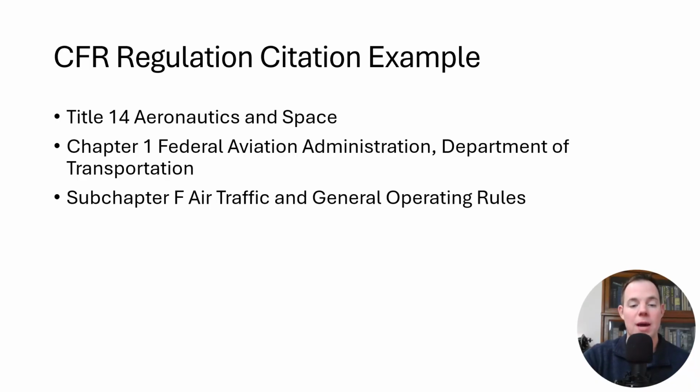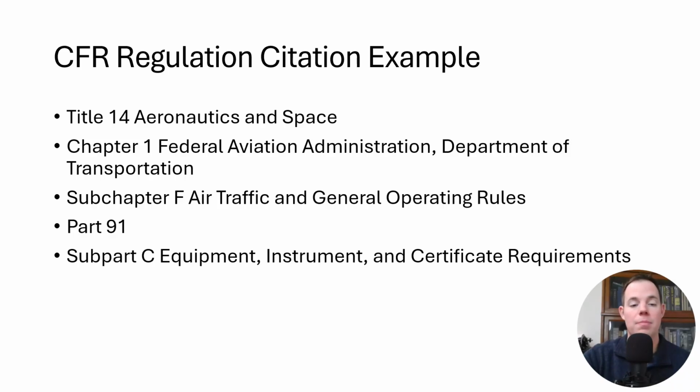Then we have subchapter F, which is air traffic and general operating rules. And remember, we're talking about how to find ATOMATOES FLAMES here. So ATOMATOES FLAMES has to do with how we operate an airplane, so subchapter F makes sense. And then we have Part 91. We're talking about operating rules. And then subpart C, which is equipment, instrument, and certificate requirements. And that makes a lot of sense if we're trying to talk about the equipment and instruments that we have to have in our airplane to fly day VFR.